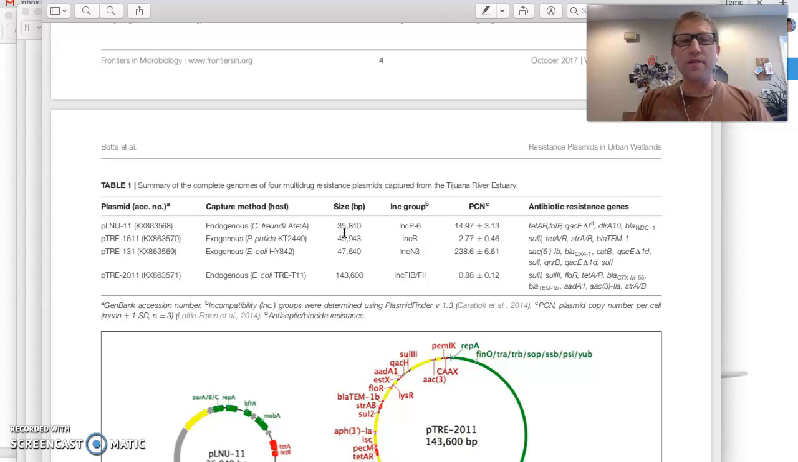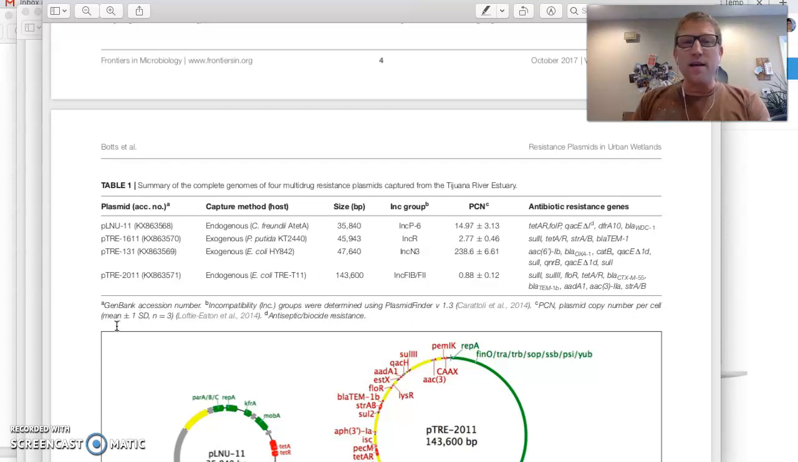It's a 35,840 base pair plasmid in the IncP-6 incompatibility group. Plasmid copy number 14.97 plus or minus 3.13. Our Inc group B had a footnote: incompatibility groups determined using PlasmidFinder version 1.3, Carattoli, et al. PCN is plasmid copy number per cell.